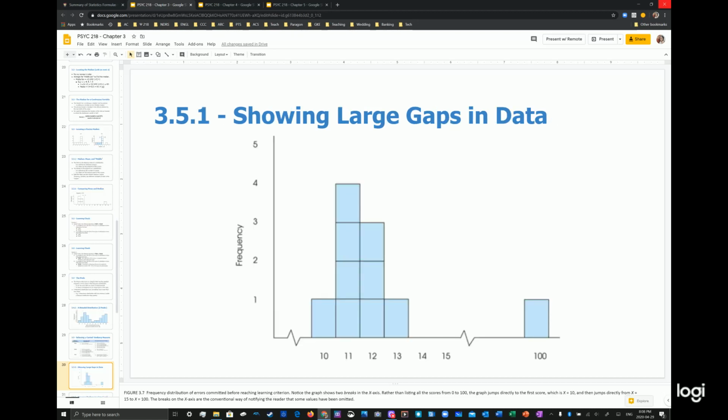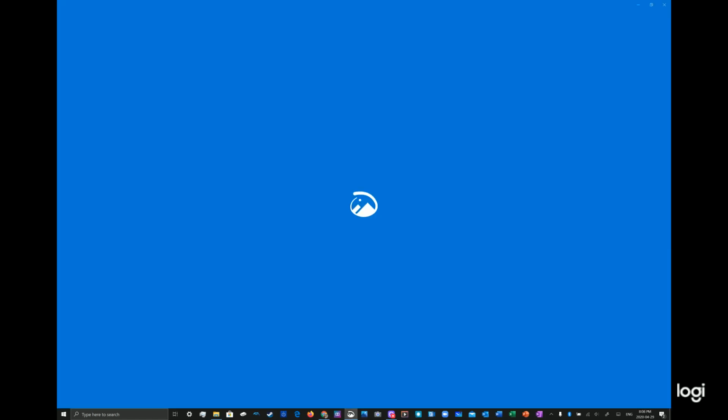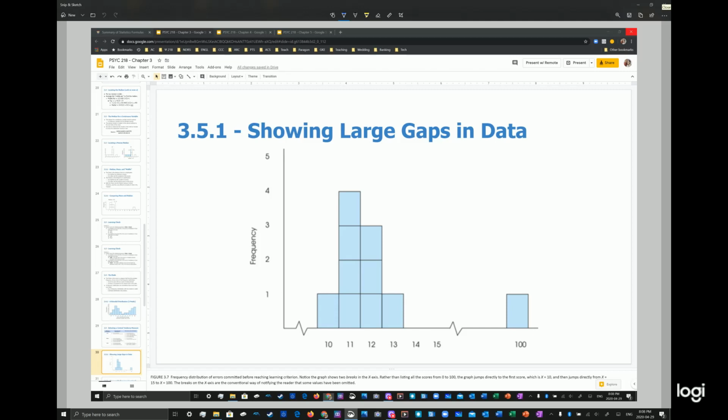This picture shows a way that you can show large gaps in data. If you work with schematics, this little zigzag here means there are more values in between, but you don't need to show them, possibly because the values are missing, or there are no values in, for example, between 0 and 10, or between 15 and 100.